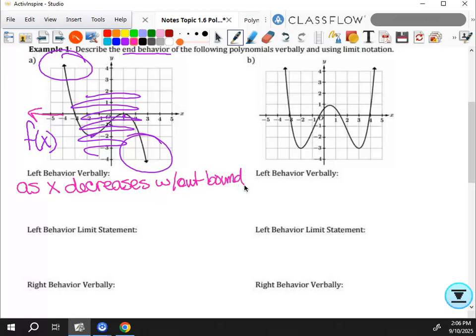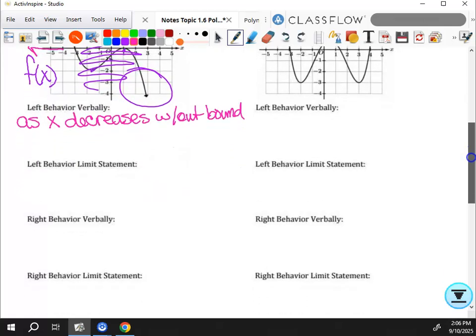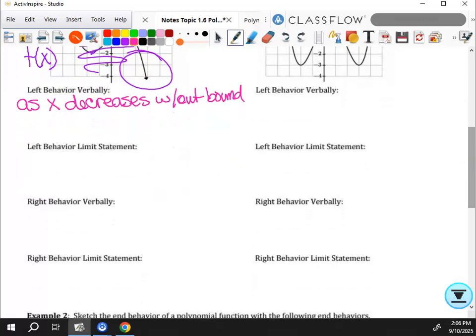Is that also as x approaches negative infinity? Yes, but that's just a different way to say it. Things can be worded differently for you, and you need to know that they mean the same thing, so that when you read it, you understand how to interpret it and it doesn't just make your brain hurt.